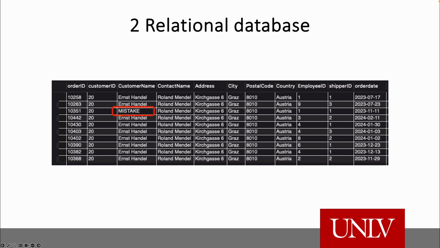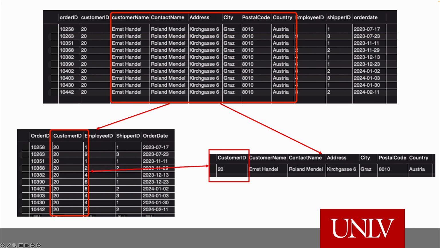What if the customer changed their name? You have to update it in all 10 records, and if you miss one, your data becomes inconsistent. So we can use a foreign key, like this customer ID, to store the customer's full information only once in the customer table. The order table just references the customer with a simple ID, eliminating duplication. This approach avoids repetition and ensures updates are made in one place.